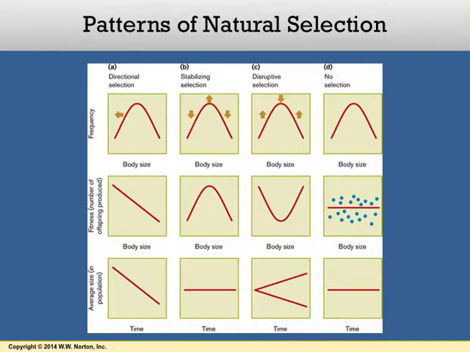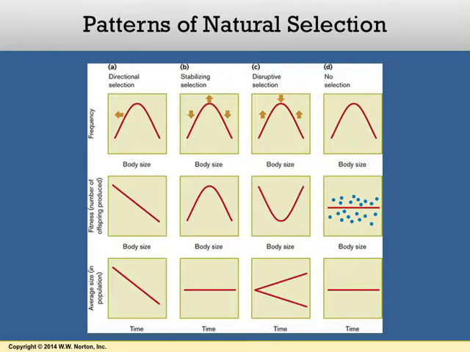There are quite a few patterns of natural selection illustrated here. These are directional selection, column A, stabilizing selection, column B, disruptive selection, column C, and stasis, or no selection at all, column D. Imagine that we are looking at something simple, such as body size over time in a group of organisms.